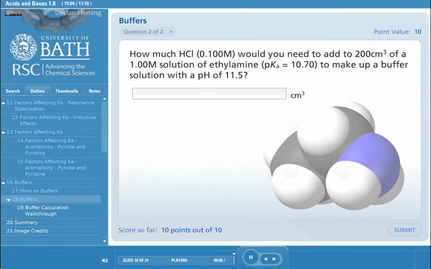Okay, this one's a bit trickier. You've got 200 cm³ of a 1 molar solution of ethylamine. How much hydrochloric acid, 0.1 molar, are you going to need to add to make up a buffer solution with a pH of 11.5?